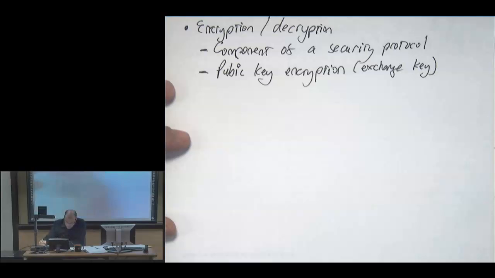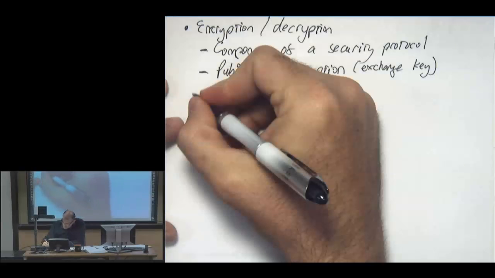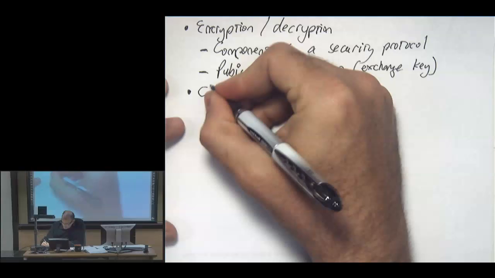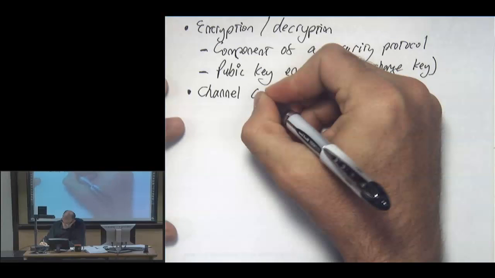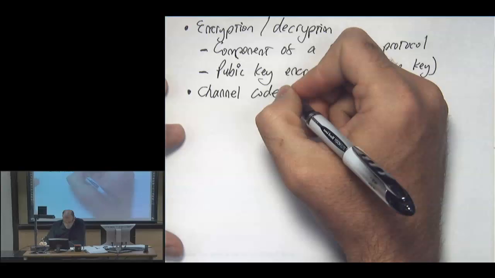So, encryption done. Let's talk a bit more about channel coding. This is an important area that is most related to what we do in the class and yet don't do.